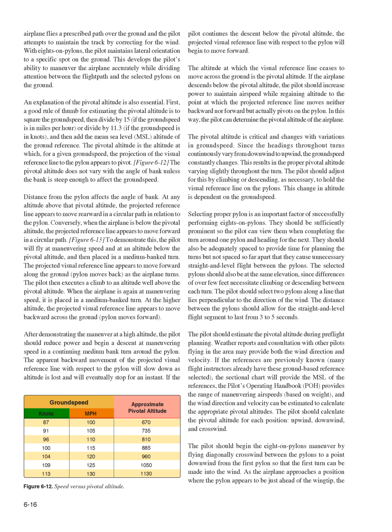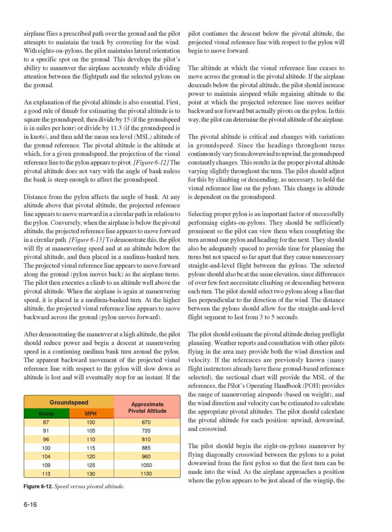The pilot should adjust for this by climbing or descending, as necessary, to hold the visual reference line on the pylons. This change in altitude is dependent on the ground speed. Selecting proper pylons is an important factor of successfully performing eights on pylons. They should be sufficiently prominent so the pilot can view them when completing the turn around one pylon and heading for the next. They should also be adequately spaced to provide time for planning the turns but not spaced so far apart that they cause unnecessary straight and level flight between the pylons.